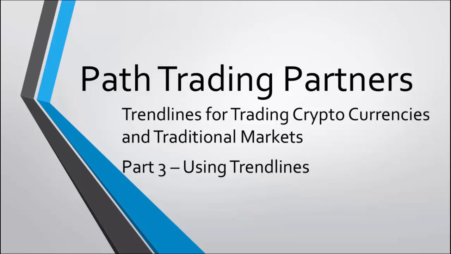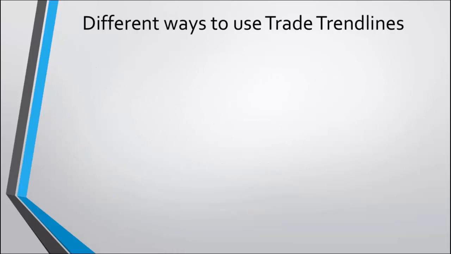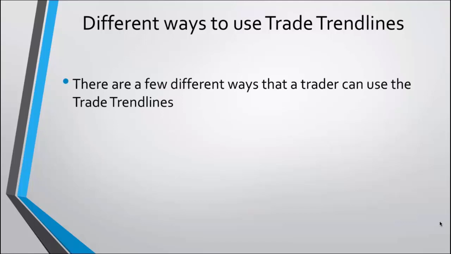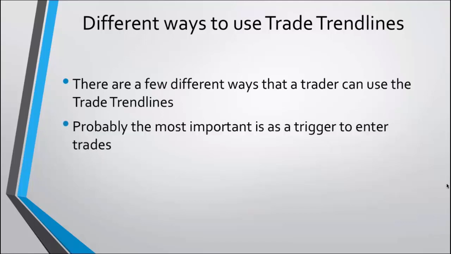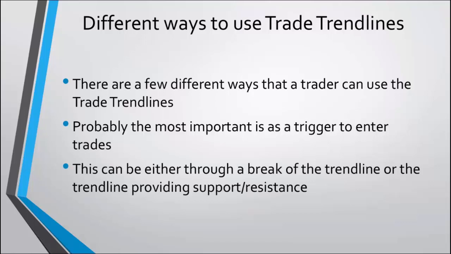If you have not watched part 1 and 2, you won't get this, so please do. So let's talk about using trendlines, and let's talk about different ways to trade trendlines. There's a few different ways that a trader can use trade trendlines. Probably the most important is as a trigger to enter trades, hence the name, trade trendlines. This can be either through a break of the trendline or the trendline providing support and resistance.